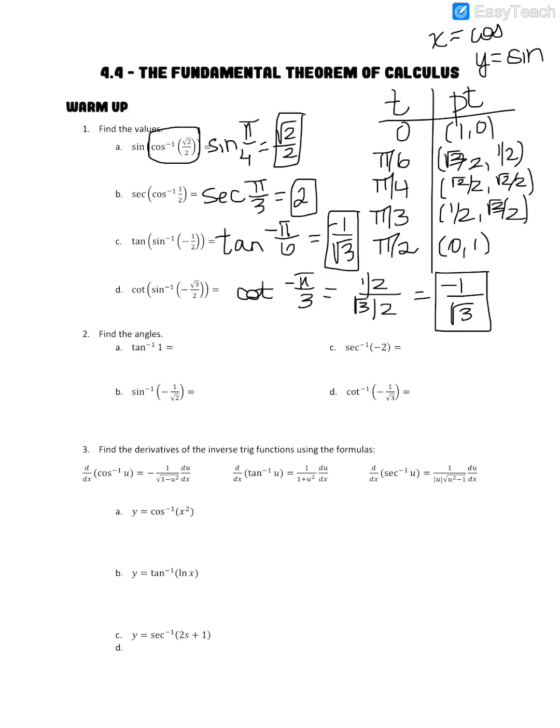All right, number 2, find the angles. Okay, so here we have which angle gives us a tangent of 1. I'm looking up at my T-chart, and I'm thinking, if I was going to do y divided by x, which of those pairs, when I divide them, would give me an answer of 1? And clearly the answer would be pi over 4. Okay, let's look at B.